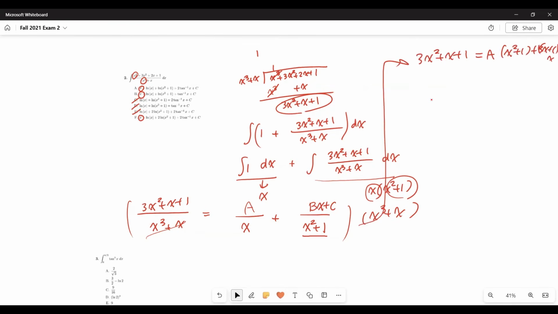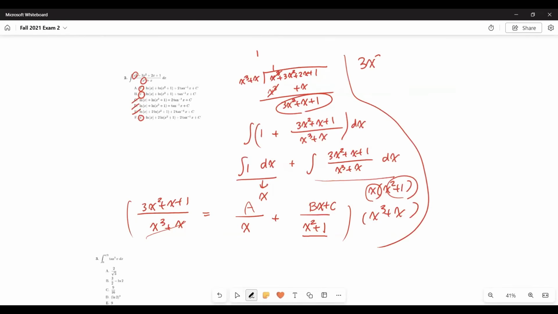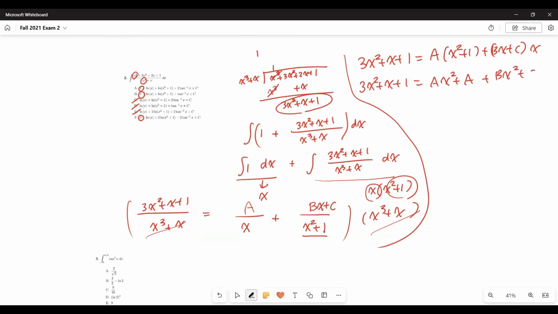I'm just going to rewrite it again because it looks a little weird. So let's write it again here: 3x squared plus x plus 1. Since x cubed plus x can be multiplied on both sides, the denominator will be cancelled out. It is equal to a(x squared plus 1) plus (bx plus c) times x. And what we can do is 3x squared plus x plus 1 will be the same as ax squared plus a plus bx squared plus cx.